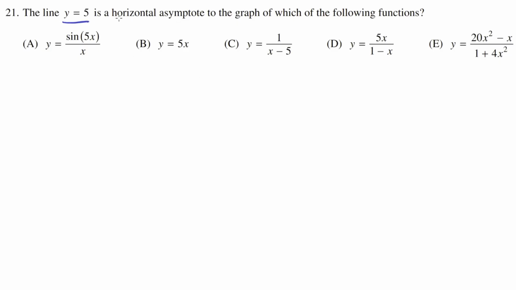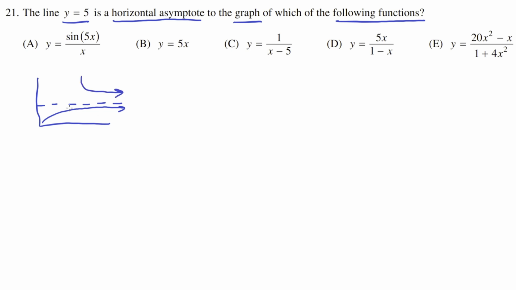The line y equals 5 is a horizontal asymptote to the graph of which of the following functions? So if we have a horizontal asymptote on a graph at y equals 5, then as the graph gets closer to the horizontal asymptote, the graph cannot cross it, but it can get closer and closer to it.